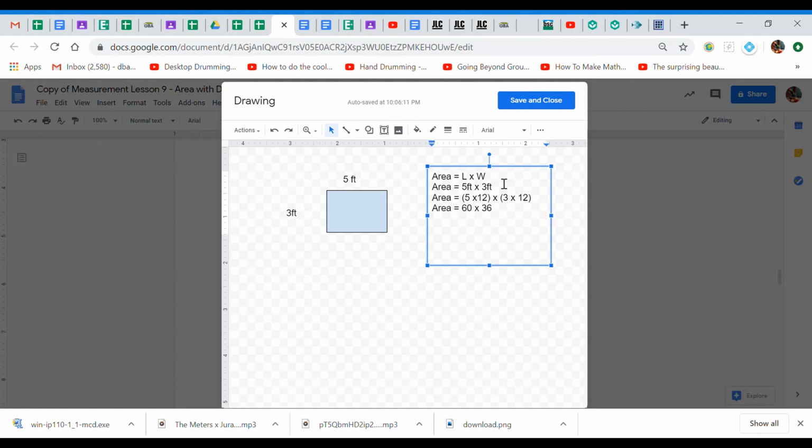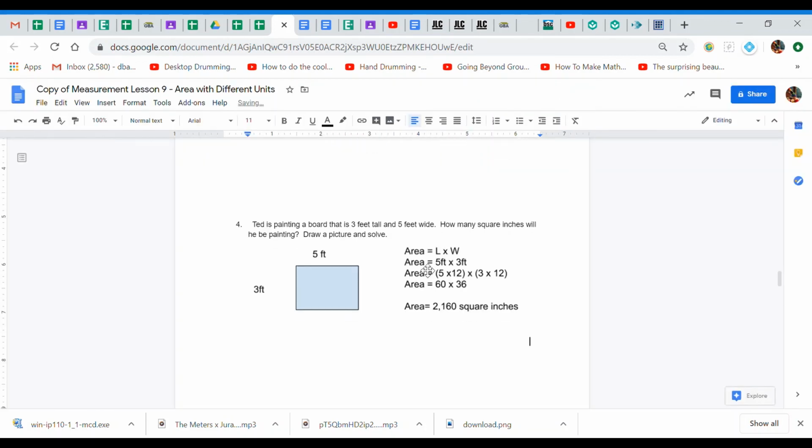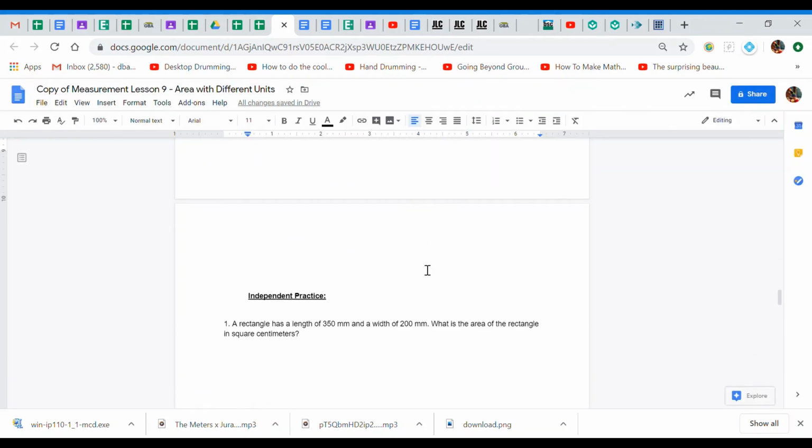Big numbers, not as big as Ms. S was making us do before. So 60 times 36, still takes a second to solve that out, is 2,160 square inches. Of course, feet would be easier, but they told us to get it in square inches, and that's what we get. 2,160 square inches. Final answer. Time for you to go to independent practice and wrap this stuff up. Go for it.